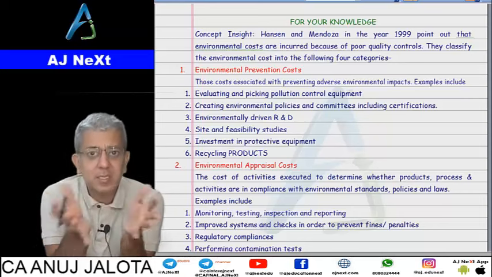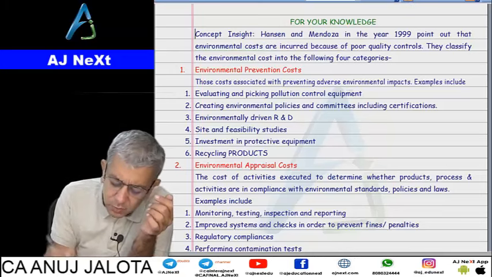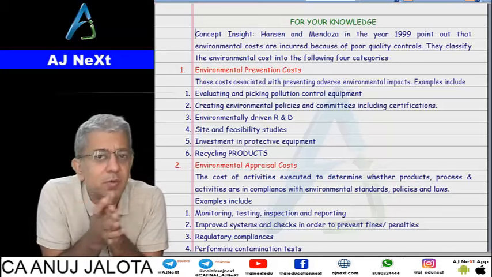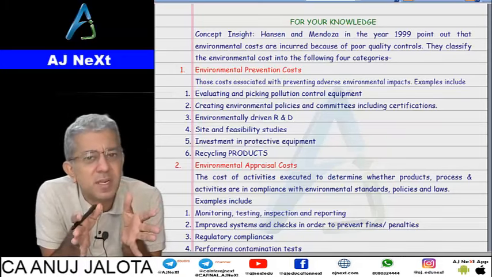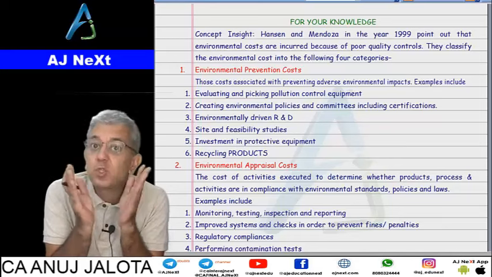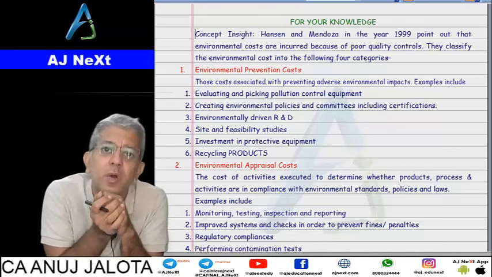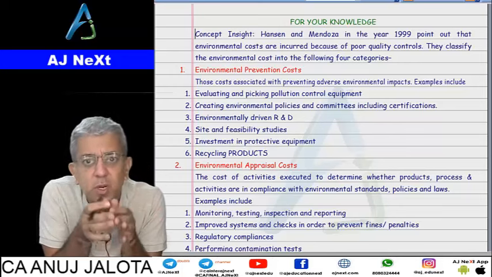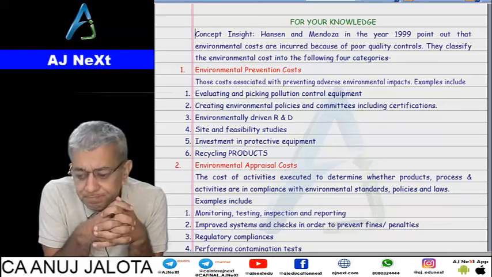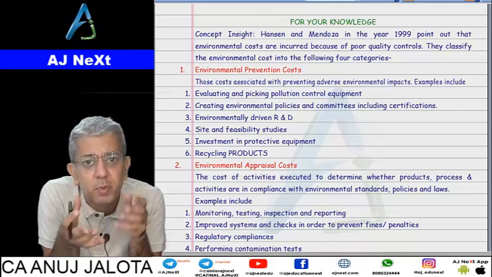So all these things were classified in the form of environmental cost, which was a statement prepared by Hansen and Mendoza. We have chapter number 14 whereby we have done almost a similar kind of question. Now, it is very important that an organization tries to prepare this statement, not only for a legal requirement, but also for its own requirement. Those organizations who are more environmentally friendly enjoy a better kind of reputation.